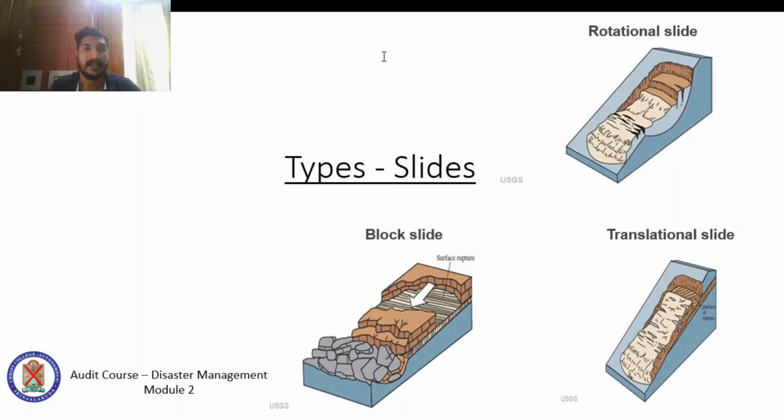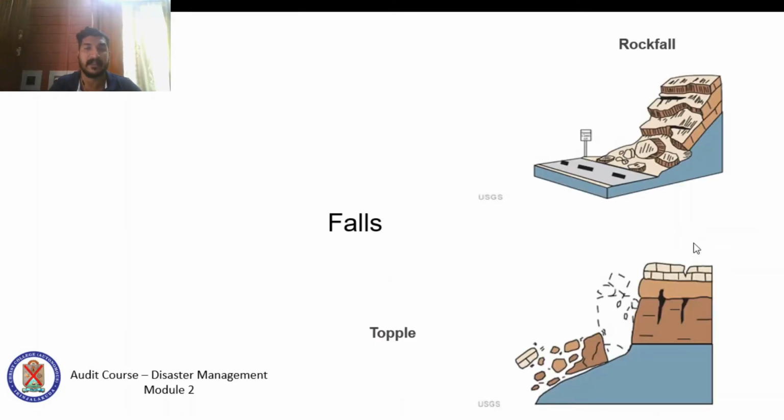The next type of slides are the block slides. It is a translational slide in which the moving mass consists of a single unit or a few closely related units that move downslope as a relatively coherent mass. So it's a type of translational slide. The next type of landslides, or mass wasting, are the falls.